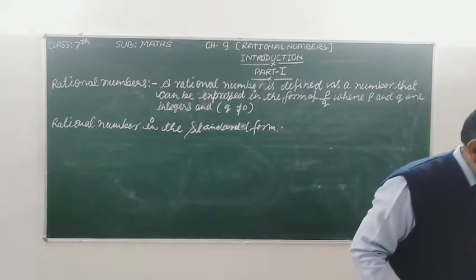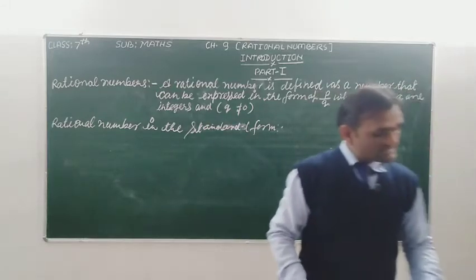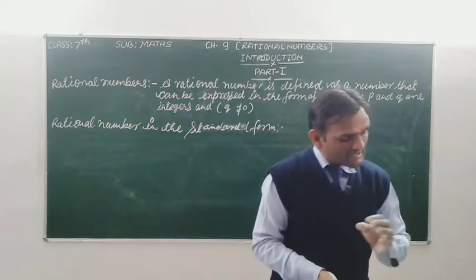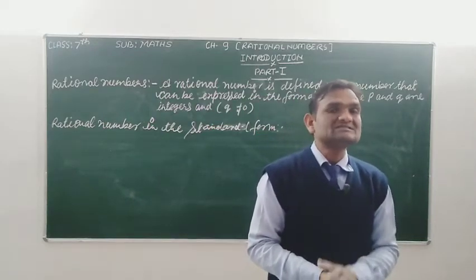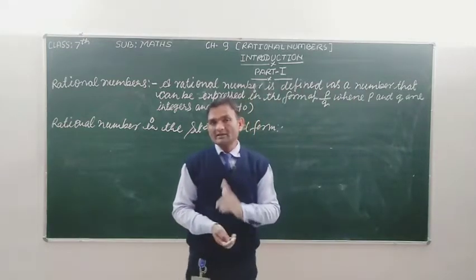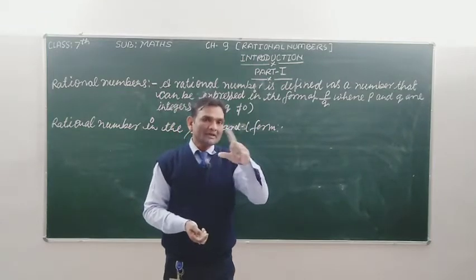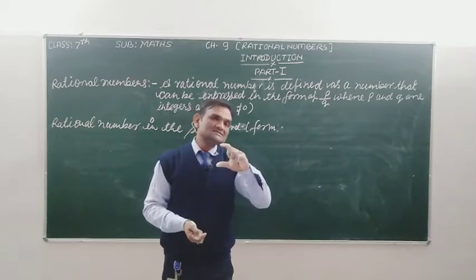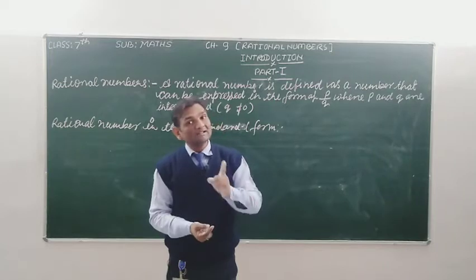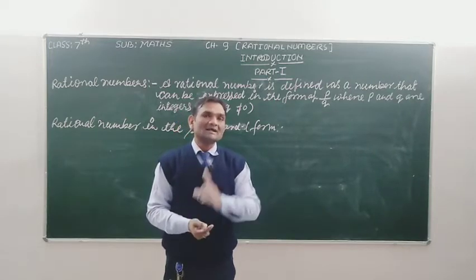So, student, what is the standard form of the rational number? A rational number is said to be in standard form if its denominator is positive and the numerator and denominator have no common factors other than 1.